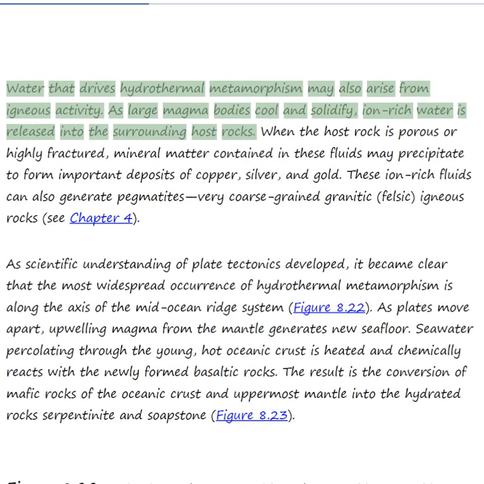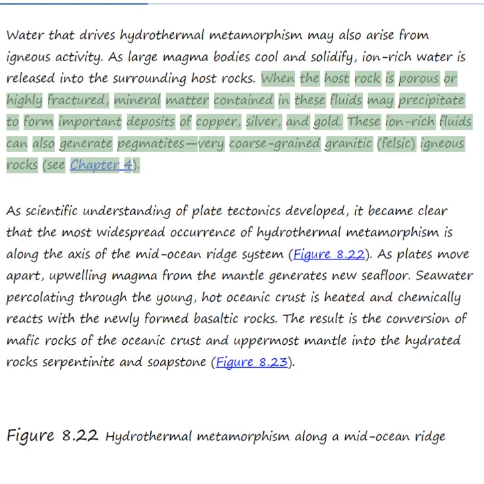Water that drives hydrothermal metamorphism may also arise from igneous activity. As large magma bodies cool and solidify, ion-rich water is released into the surrounding host rocks. When the host rock is porous or highly fractured, mineral matter contained in these fluids may precipitate to form important deposits of copper, silver, and gold. These ion-rich fluids can also generate pegmatites, very coarse-grained granitic igneous rocks.